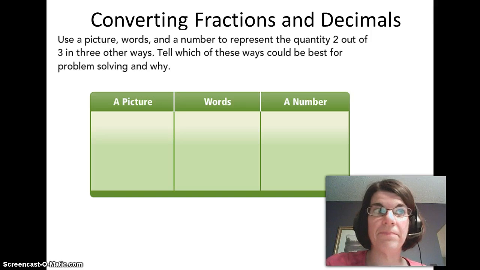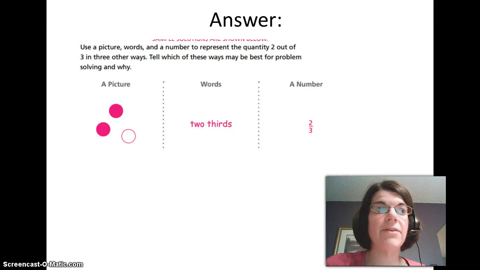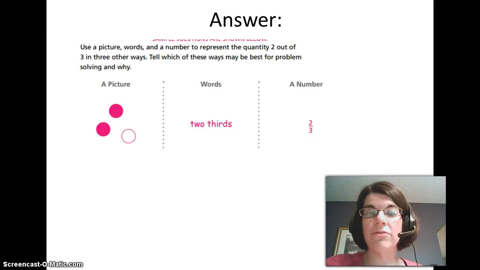Okay, here we go. Take a look at my answer here. I've got 2 circles filled out of 3, so there's my picture. In words, I have 2/3, and as a number, I wrote 2/3, 2 over 3, the fraction 2 out of 3. Hopefully you got that one right.